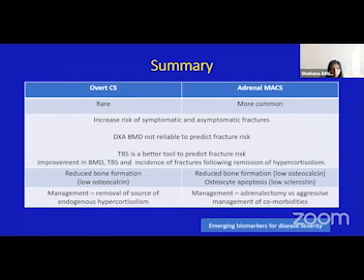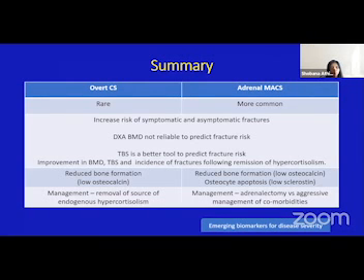So in summary, overt Cushing syndrome is a rare condition, and adrenal MACS is much more common. In both these groups, there has been data to show that there's an increased risk of symptomatic and asymptomatic fractures. DEXA bone mineral density scan is a widely available tool, but may not be reliable to predict fracture risk. And trabecular bone score is a better tool to predict fracture risk in these populations. And there is evidence to show slow improvement in the bone density, but a much more rapid improvement in TBS and improvement in incidence of fractures following remission of hypercortisolism.